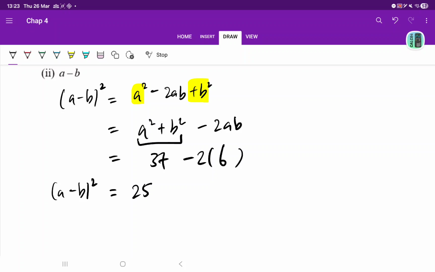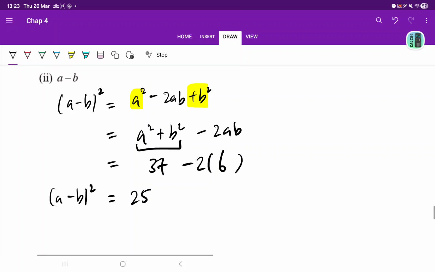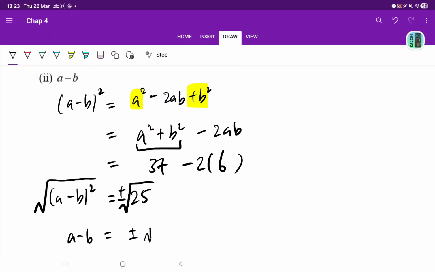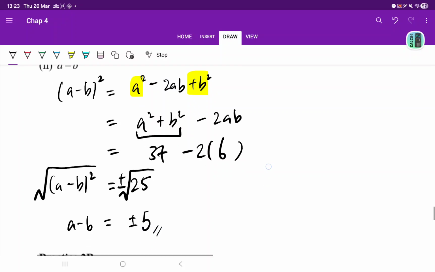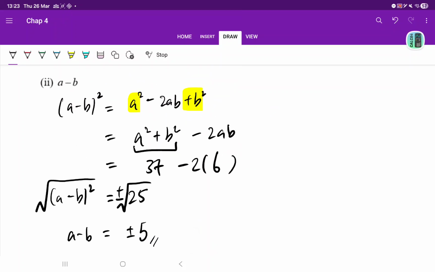You forgot to times 2, Khalif. Not bad. So how to get rid of the power 2? Square root. Thank you. Square root, but square root must add something. Plus minus. Thank you. Square root must add plus minus. So square root and then add plus minus. The answer this time round for A minus B is very nice. It's plus minus 5. Because square root 25 is 5.